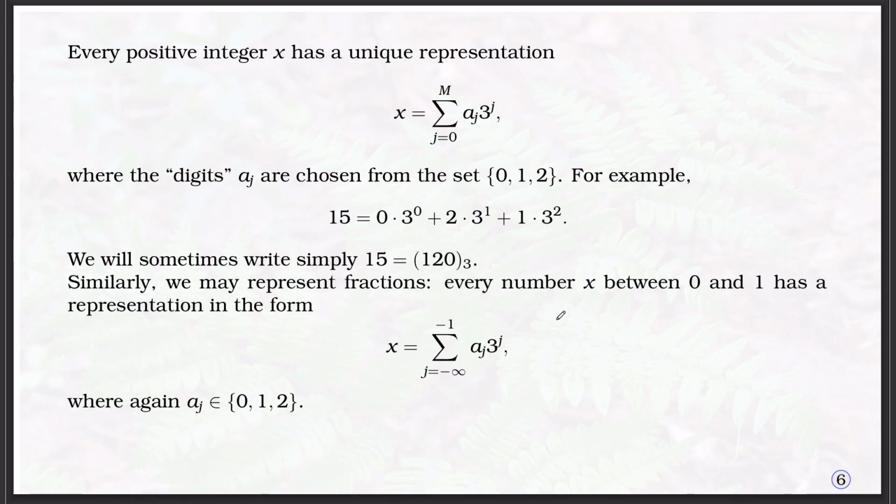Let us consider a number x between 0 and 1. That means every number x between 0 and 1 has the base 3 representation as follows. You can observe this summation: we are starting from 0 to m, and this summation running over minus infinity to minus 1, a_j 3 power j. The a_j's are any one of the digits 0, 1, 2. Now, how to represent any number between 0 and 1 as a base 3 expansion?